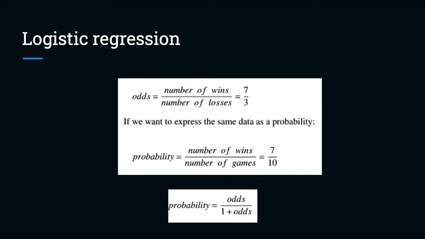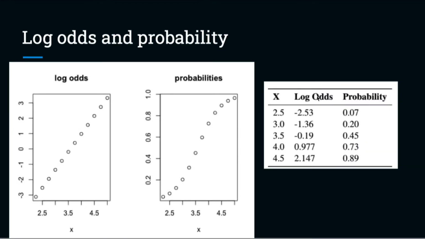Let's say we play 10 games with a friend and we won 7 of them. Based on that information, we could say that the odds of our winning are 7 to 3, and we can express the same idea as a probability, 70%. The log odds is exactly what it sounds like. You take the odds and then you take the log of it.